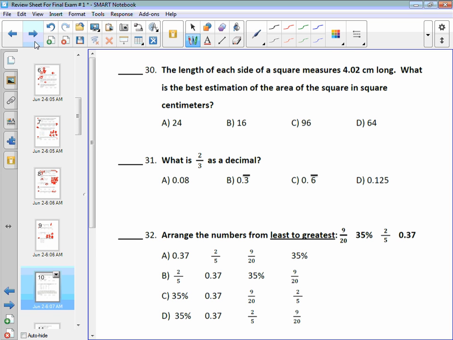30, did you get B? It's an estimation, so you round your 4.02 to 4. Base times height is 16. 31 is a breather. Fraction family is 0.6.